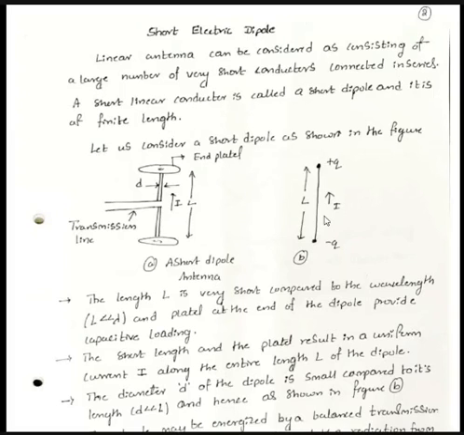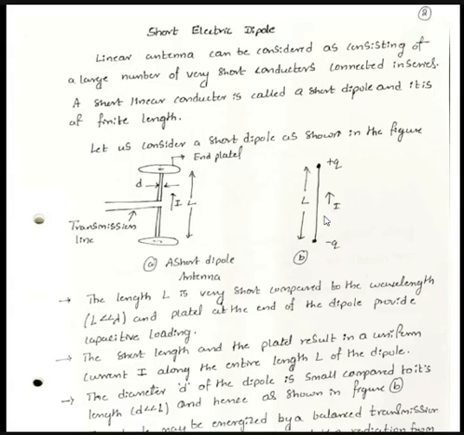Hello students. Today we will discuss two topics concerned with the fourth module, that is a short electric dipole and thin linear antenna. Usually this linear antenna can be considered as consisting of a large number of very short conductors which are connected in series. And a short linear conductor is called a short dipole, and it is of a finite length.